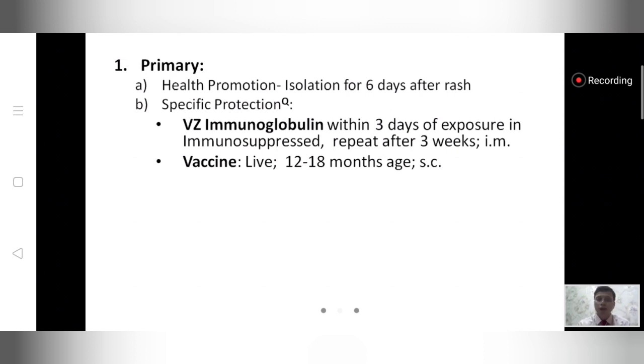It's an immunoglobulin in immunosuppressive advice, not for all. And vaccine, yes, it has been given by Indian Academy of Pediatricians. It's in the schedule. You need to remember that also. Okay, it's given. Route is subcutaneous.